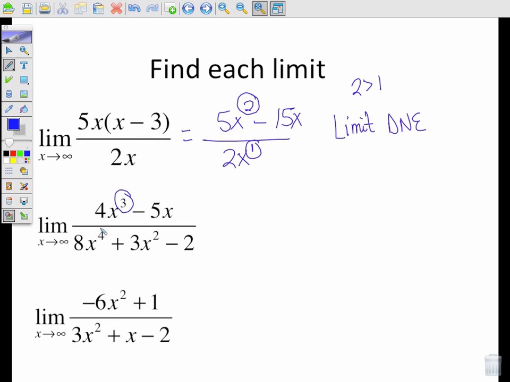Because 2 is greater than 1, it follows this pattern. Here I've got the degree is 3 on top, the degree is 4 on bottom, so 3 is less than 4, and that concludes that the limit equals 0. Here the degree is 2, the degree is 2, so they are the same. I do -6 over 3 as a ratio, so the limit is -2. This is how these rules work.